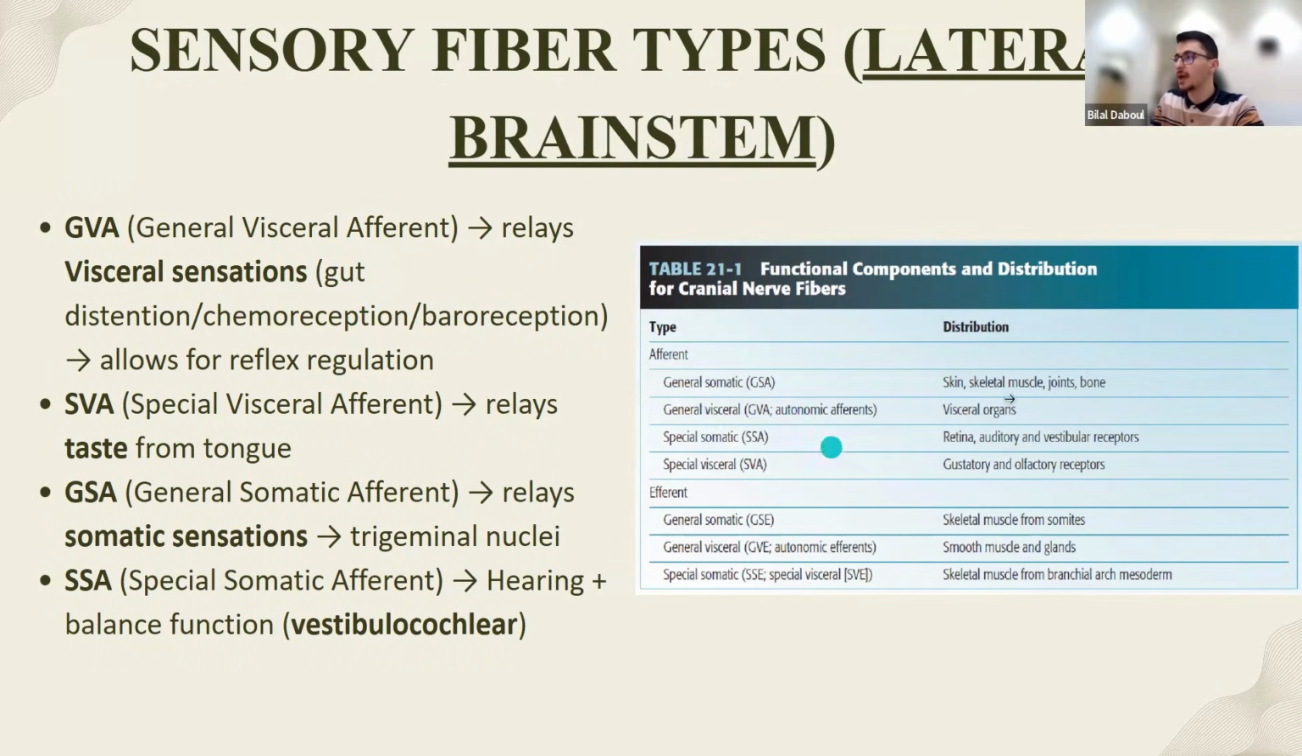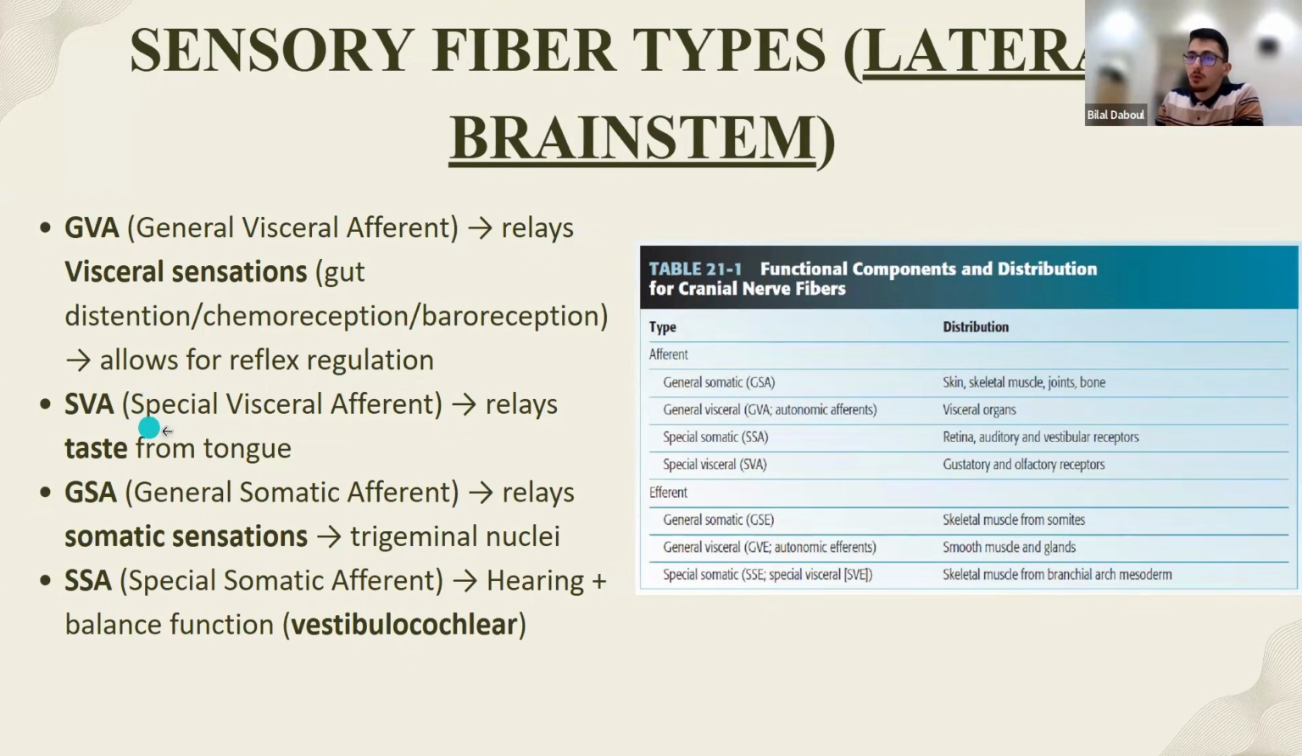If you look at the table, again, from visceral organs primarily, it allows for reflex regulation. This is very important. So if you have a massive rise in blood pressure, for example, you detect this through baroreceptors, so baroreception. It goes to the brainstem through the vagus and the glossopharyngeal, and hence you can reflexively regulate, slowing the heart rate, for example.